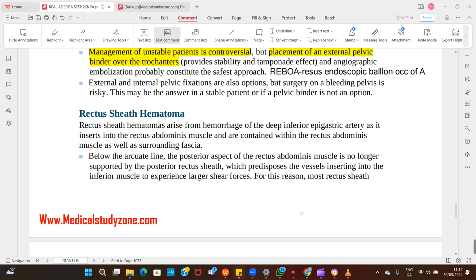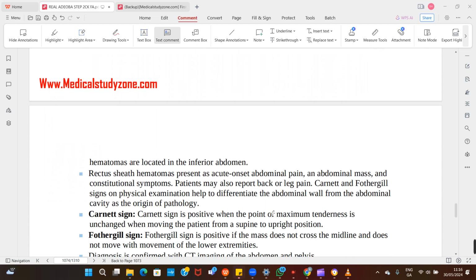So because it's not covered by that sheath, it predisposes that vessel to tear, so that vessel can easily tear, and that means that the bleeding will be confined to the muscle and the fascia, so that brings about the formation of the rectus sheath hematoma. Don't forget, the artery penetrating the muscle is covered by the fascia or the sheath, so if the artery tears, there's going to be bleeding within the muscle, enclosed within the fascia too. And that forms the rectus sheath hematoma.